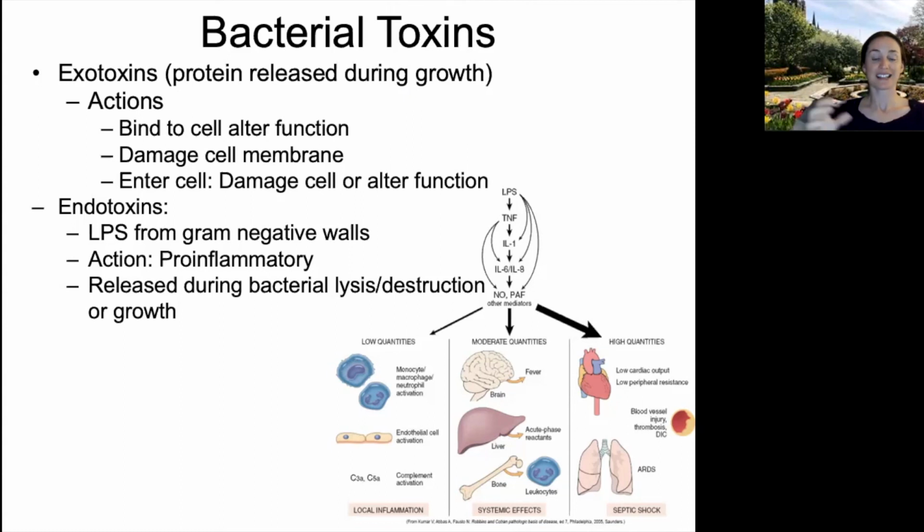Endotoxins come from the lipopolysaccharide in the gram-negative walls. The action is pro-inflammatory. It causes lots of inflammation in the host body. It can be released during bacterial breaking of that cell membrane because the LPS is in the cell membrane and it's getting destroyed, or it can be released during cell growth. So just think about that. If you have somebody that has a bacteria that's probably a gram-negative bacteria, and we give them antibiotics to try and help them with this infection, we end up lysing and destroying the bacterial membrane and destroying the LPS and releasing a ton of pro-inflammatory mediators.